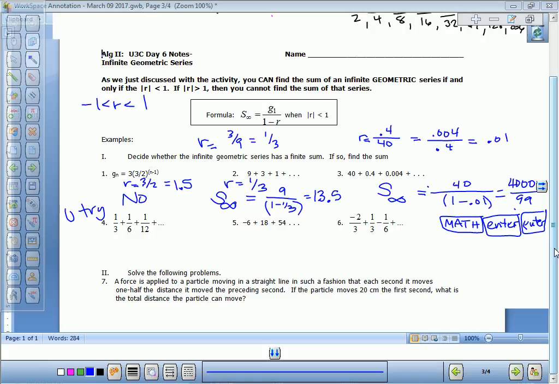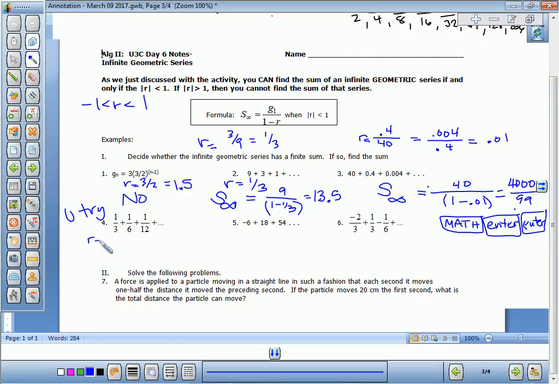Do you have to do math enter every time? If you're switching it to a fraction, yes. You have to switch to a fraction if it's -1.5, a terminating decimal. Oh, so if it's normal, you don't. Correct. Cool, I've never seen you wrong.